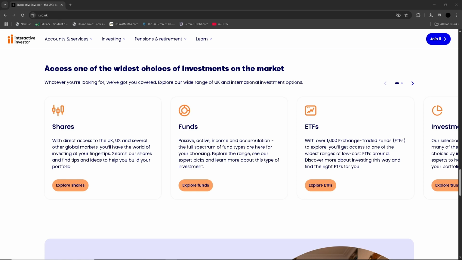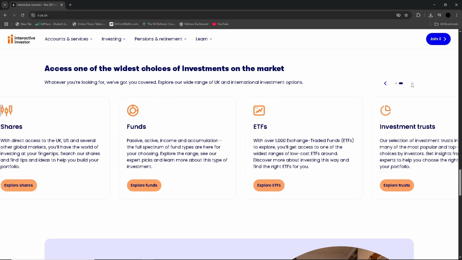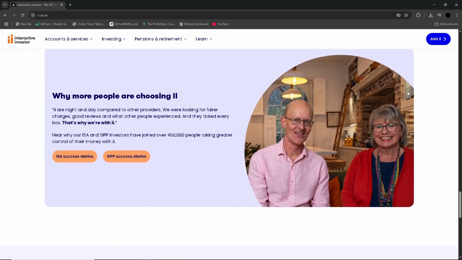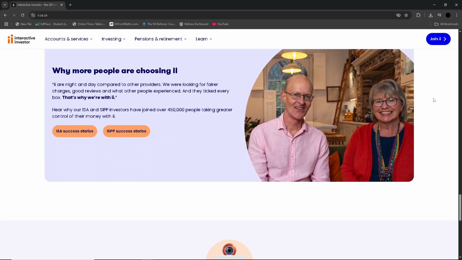Cons. While Interactive Investor's flat fee model is great for larger portfolios, it's less cost effective for smaller investors who may find a monthly charge a financial burden. At $5 to $20 per month, these can outweigh gains for casual or infrequent traders. The $4 trading fee, beyond the included trades, can also deter active traders.